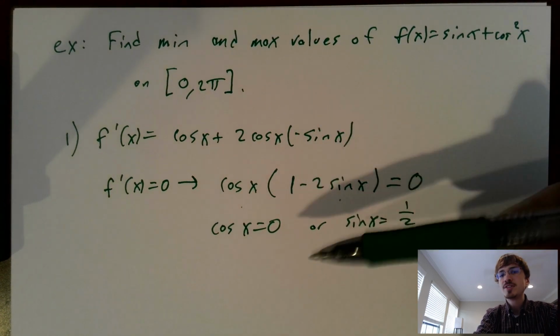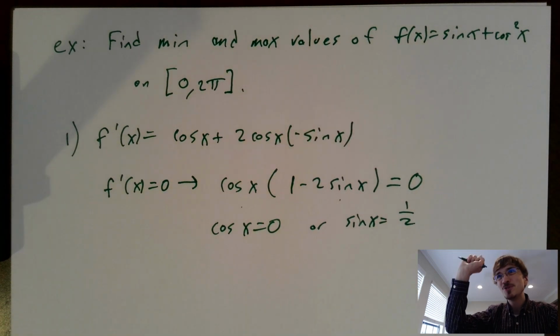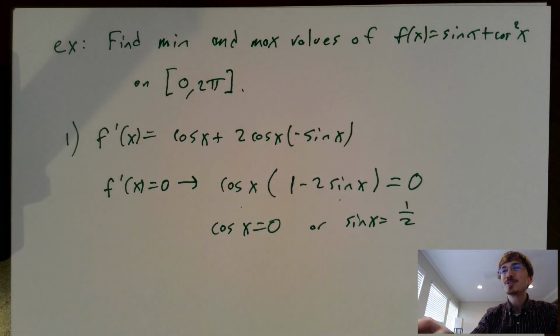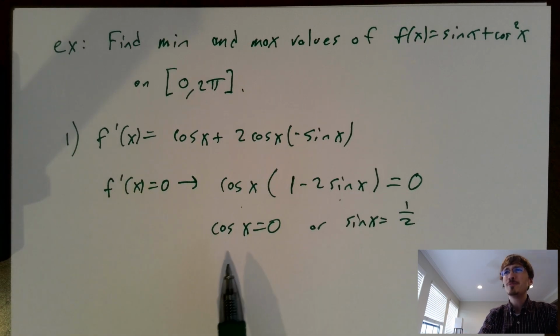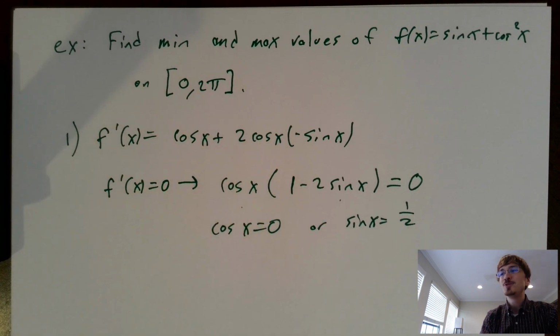And remember, we need to solve these trigonometric equations only on the interval from 0 to 2 pi. So I hope you put your trigonometry hats on and remember how to solve trigonometric equations. Here's a good time to pause if you haven't finished the problem yet. Pause the video and make sure you're okay with solving these two equations between 0 and 2 pi.